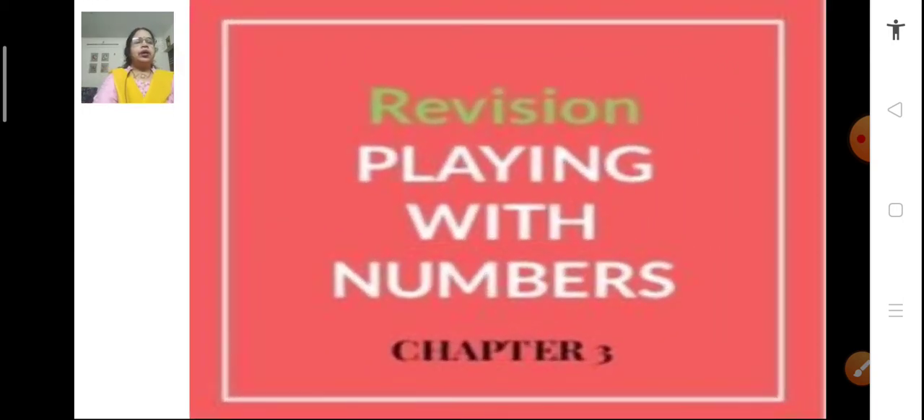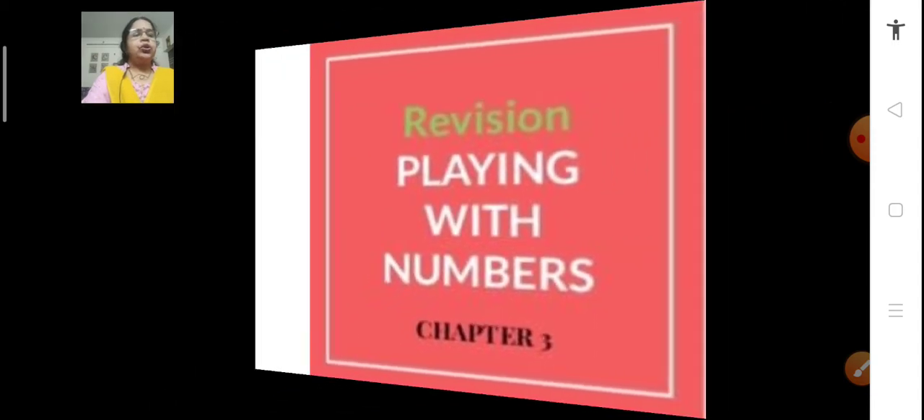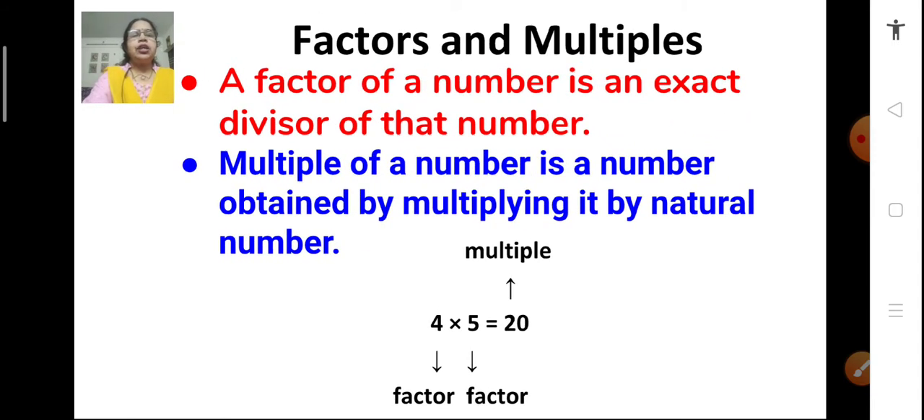Now children, this chapter number 3 has been a long chapter, and you have been learning various topics in this chapter. So let's have a revision of all the topics that you have learnt in this chapter. So let's first see what are factors and multiples.